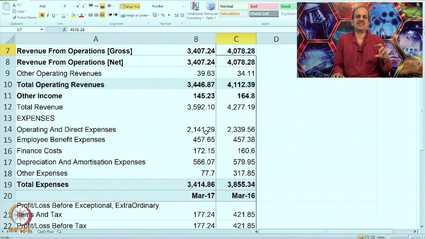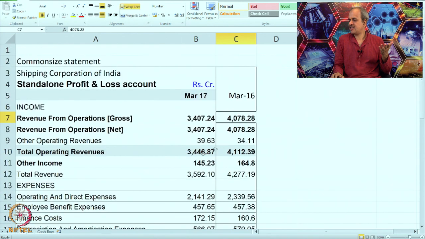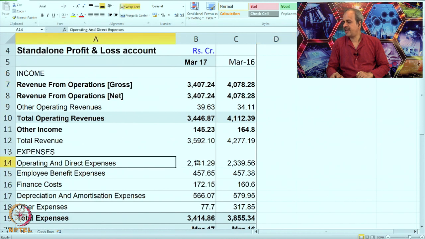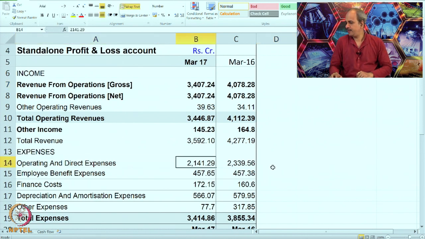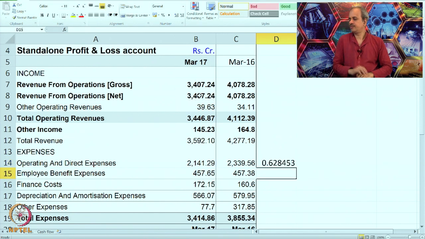Now if you take P&L, we can compare these two values, but instead of comparing actual values, we want to first convert them into percentages. For converting into percentage, we will take the base as the total revenue, or sometimes we take the base as revenue from operations. For any individual figure, let us say operating and direct expenses, which is 2141, we take 2141 divided by revenue from operations. So 62% is the operating expenses. So if total revenue is 100, 62% is spent on this.